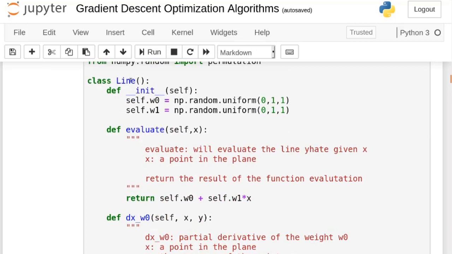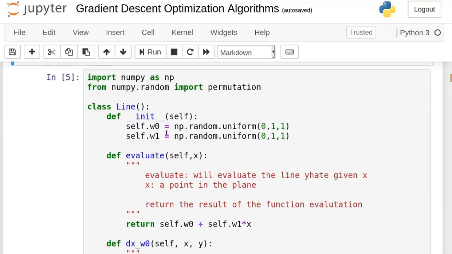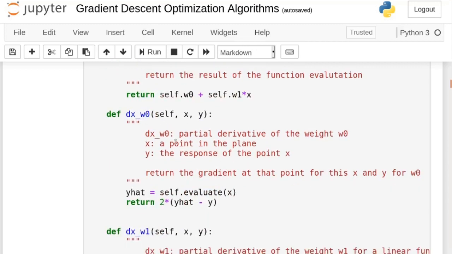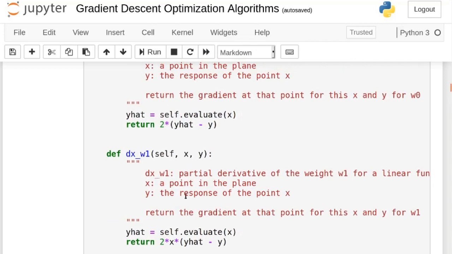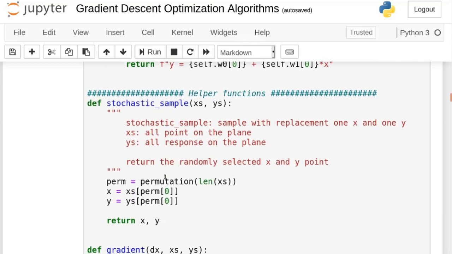So this is the model that we're going to define. It's a line model. We have the bias plus the slope. This is the bias, this is the slope, and this is just a random initialization. Evaluate is how we get y hat, so the current estimate, right? dx at w0 is the partial derivative for w0, and dx at w1 is the partial derivative at w1, and we just literally calculate that. This is for pretty printing, and the last thing that is important is this, just a way to sample stochastically the data vector.